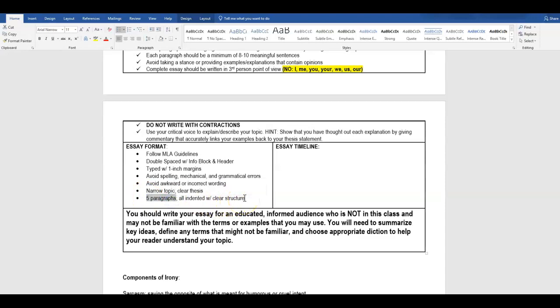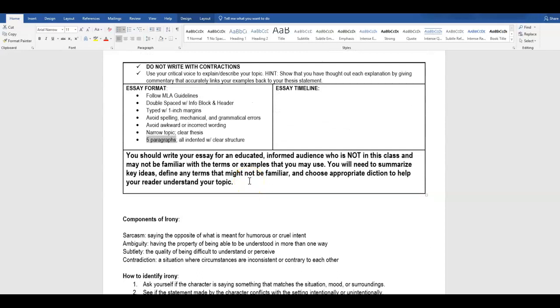You should also remember to write this essay for an educated, informed audience who is not in this class and may not be familiar with the terms or examples that you may use. You will need to summarize key ideas, define any terms that might not be familiar, and choose appropriate diction to help your reader understand your topic.